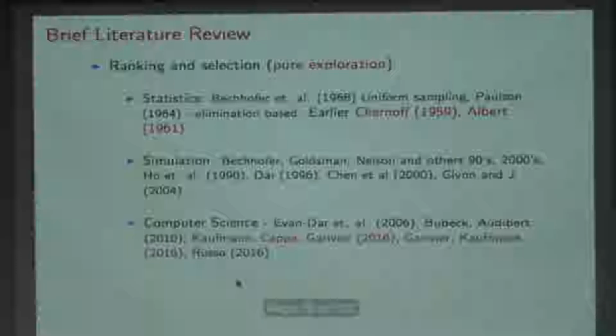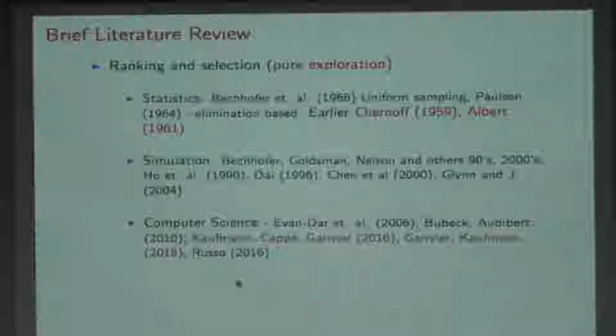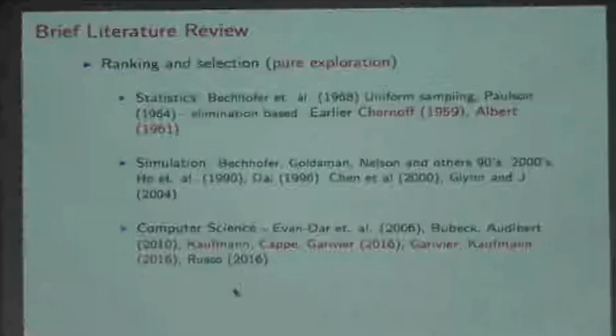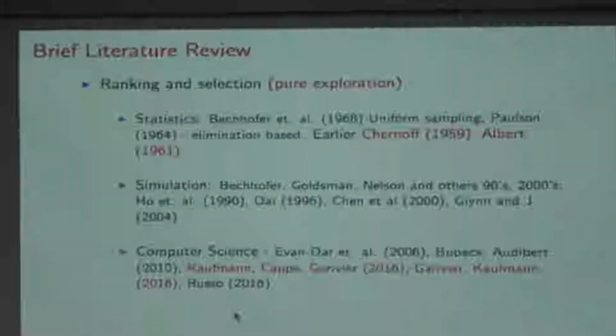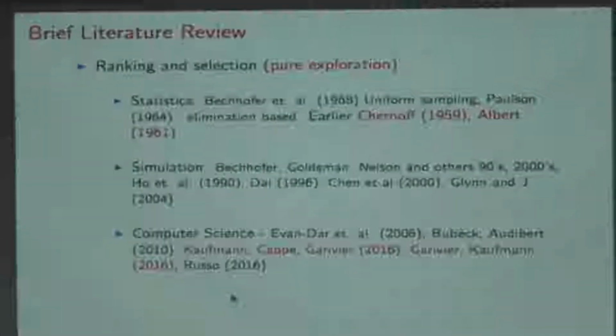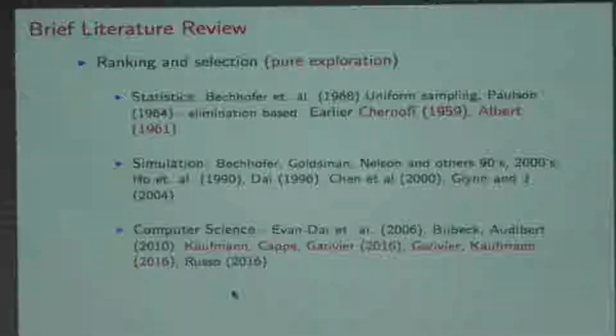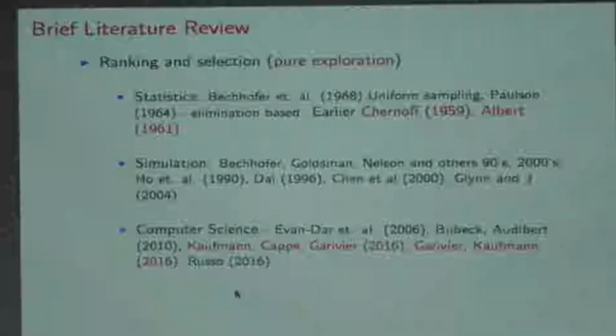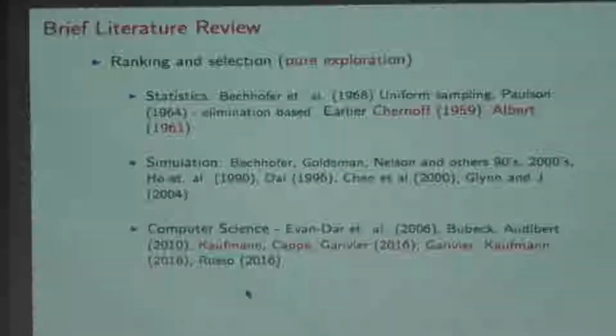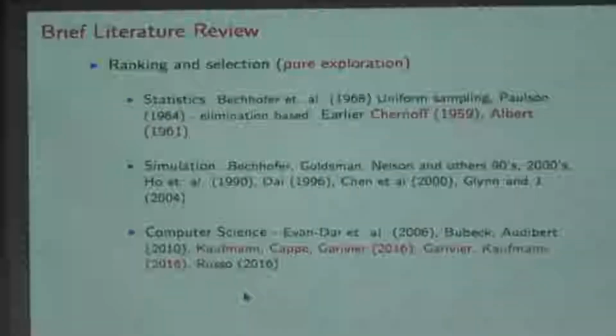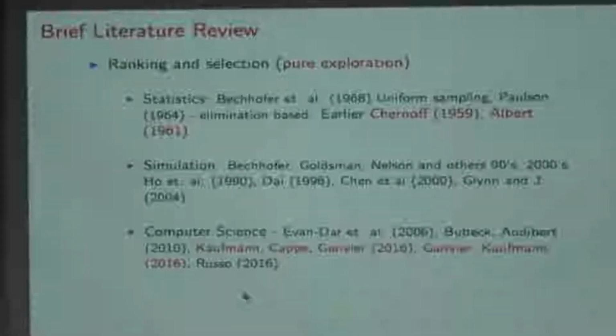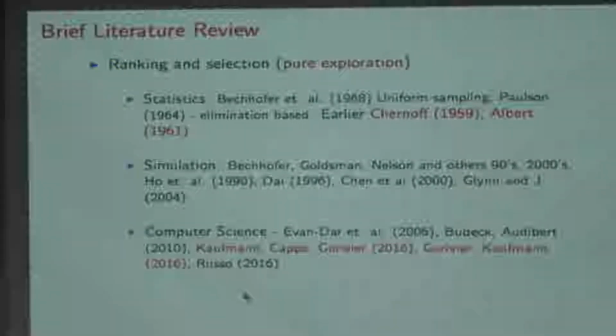So some literature. I've not done any literature review so far, so let me do it right now. This pure exploration problem has a lot of literature, by the name of ranking and selection. You're given these arms or distributions, you want to rank them in terms of their mean or find the arm with the largest mean. So that's well studied in statistics. Bechhofer has a famous paper in 1968 that talks about uniform sampling, sample each arm uniformly. Paulson talks about elimination-based algorithms. Sample all these arms and throw away arms which don't look like they're going to make it, that their means are not big enough.